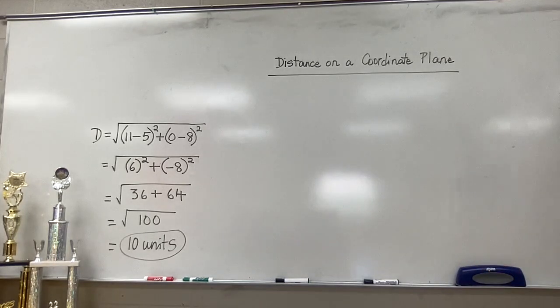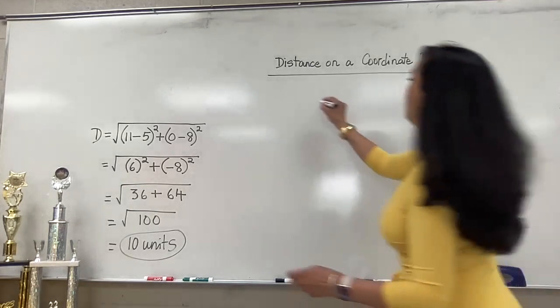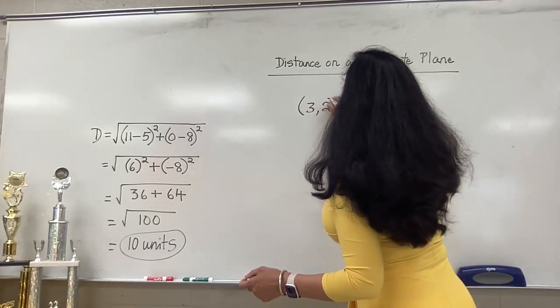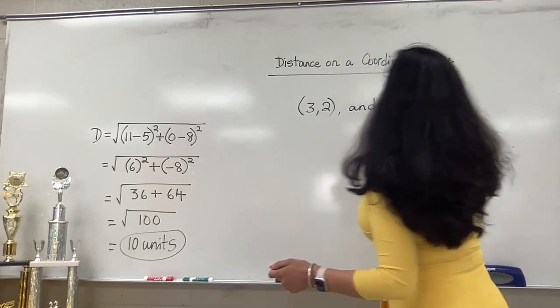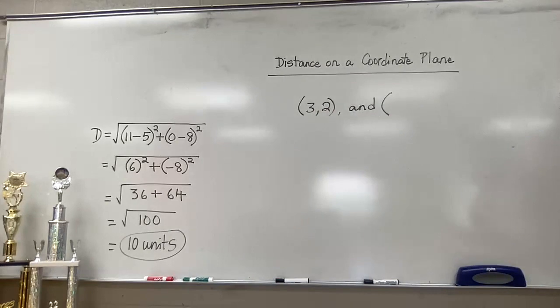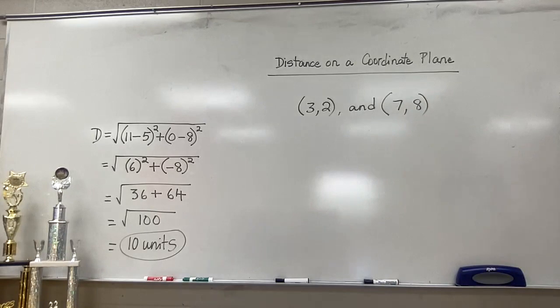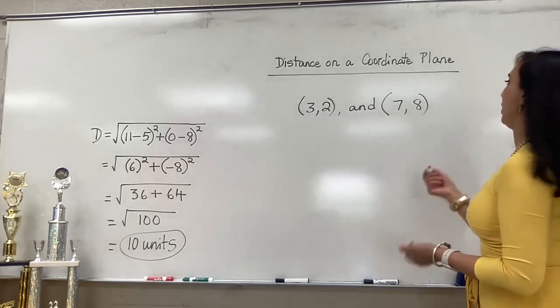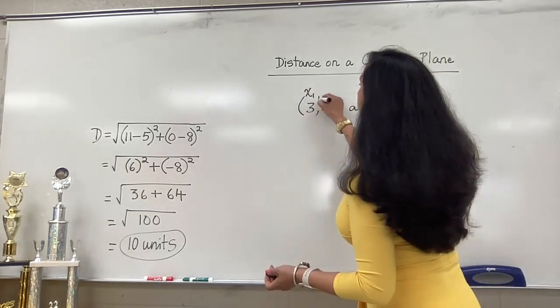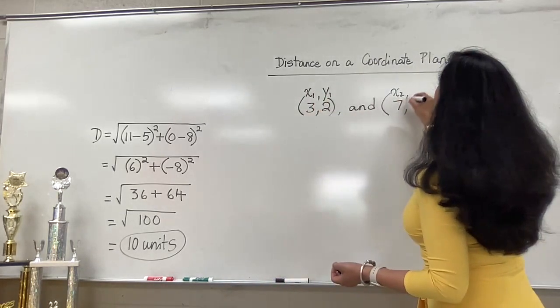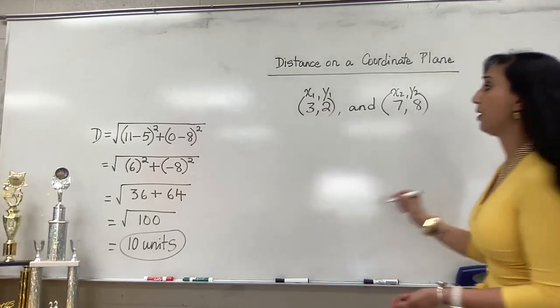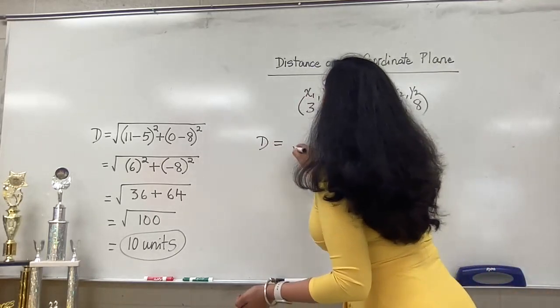So let me give you the ordered pairs of, let's say, 3, 2, and 7, 8. Again, we are going to follow the exact same formula, where here we have x1, y1, x2, and y2. All right.